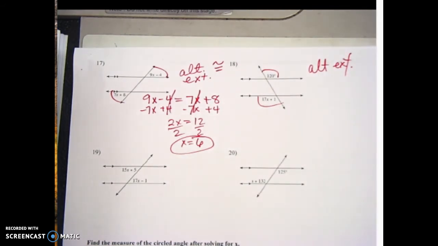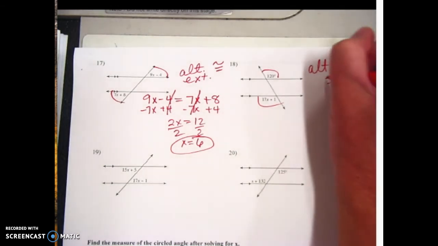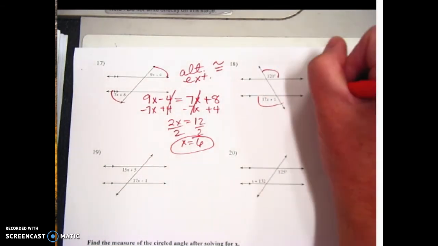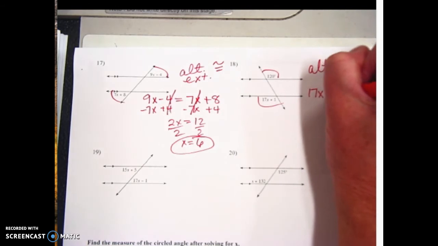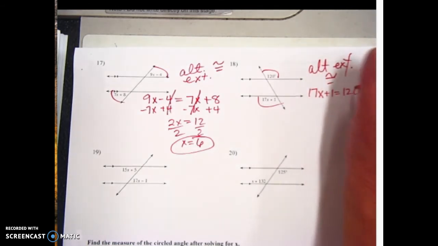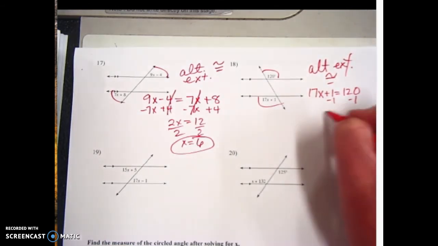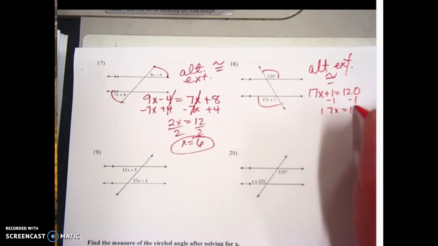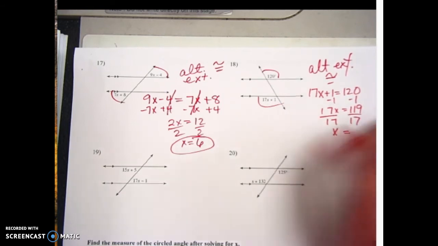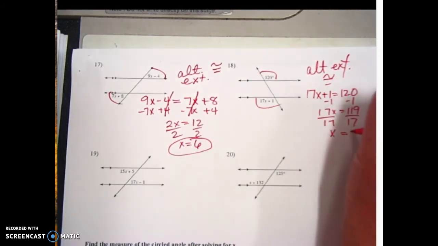Okay, perfect. Thank you. So they should be congruent. So we're going to set these two expressions equal to each other. We're going to say 17x plus 1 equals 120. Subtract 1 from both sides. Divide both sides by 17. So x should be equal to 7. Do that on your calculator.